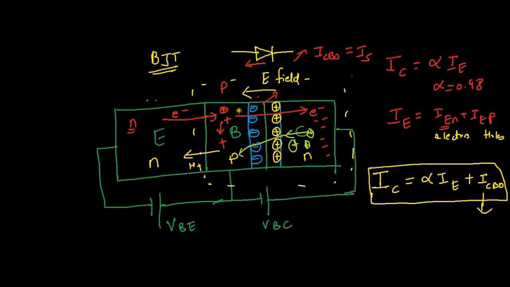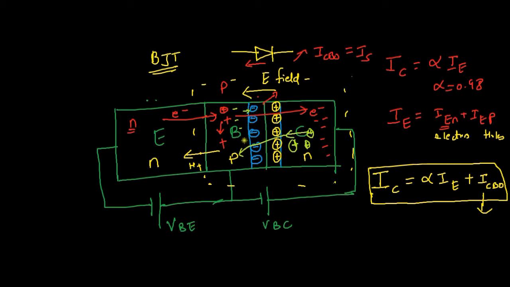And the same case on the P side: the majority charge carriers are holes and the minority charge carriers are electrons. There will be some electrons. What will they do? They will have enough energy due to thermal agitation. They will reach this junction, and since there is an electric field, this electric field will sweep these electrons into the collector.